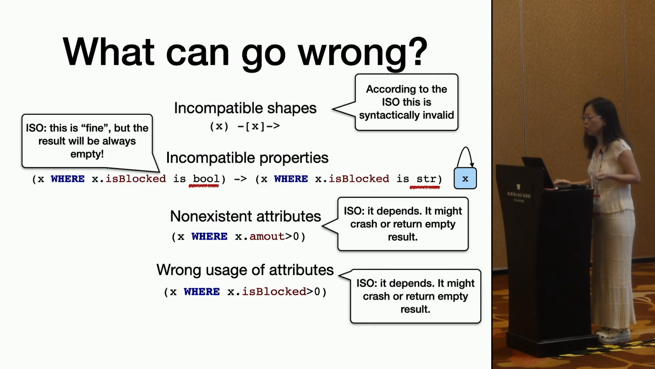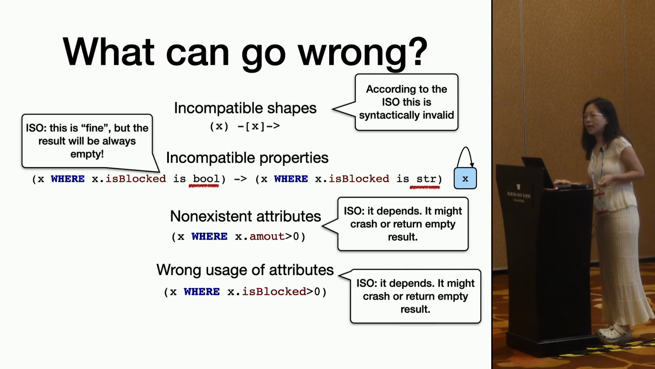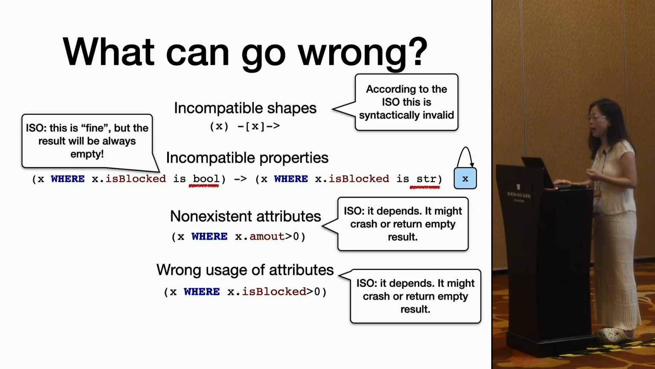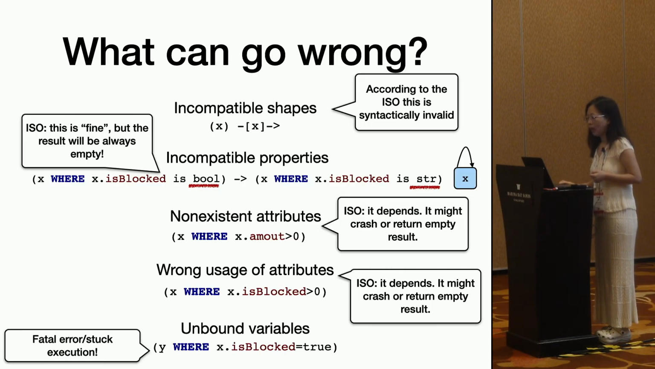And the other thing that could go wrong is wrong usage of attributes. For instance, a Boolean as a number, and again, the behavior expected by the specification is, it depends. It could crash or it may return empty. And also, you can have an error of unbound variable. Here, for instance, you are trying to reference a variable that is not in the scope. So this will give you a stuck execution.